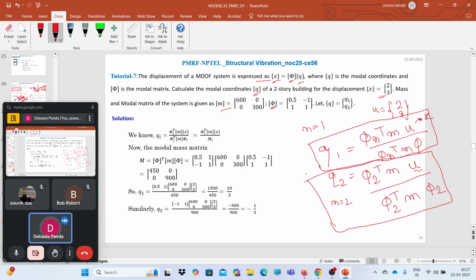Great. Do we have the mass matrix? Yes. Do we have the modal matrix phi? Yes. So we need to find phi 1 and phi 2. As I already said, each column of the modal matrix gives you the mode shape. So this is your phi 1 and this is your phi 2, right? So write it down. Phi 1 is nothing but 0.5, 1. Phi 2 is nothing but minus 1, 1.